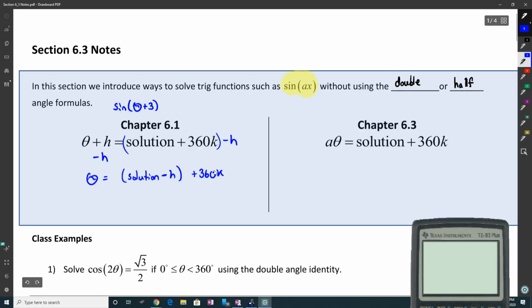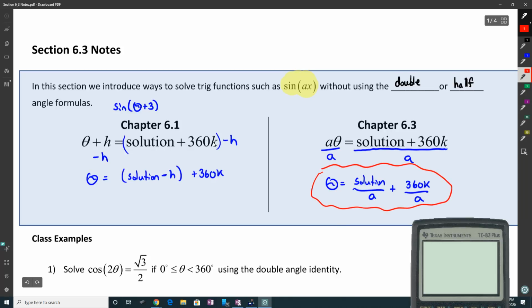Now in 6.3, we're going to do the exact same thing, except now we're using it with division. But here, if I divide by a, I still have to divide the entire side by a. Just like in 6.1, I subtracted the entire side by h. And so here the a's would cancel. But notice when you're dividing, you have to divide each term. So we end up with the solution over a plus 360k over a. And so this is the big difference in this section, is that before the 360k stayed the same, but here it's going to change. It's going to divide by whatever our multiplier is.